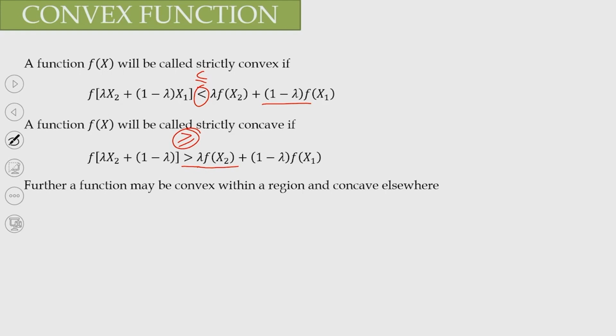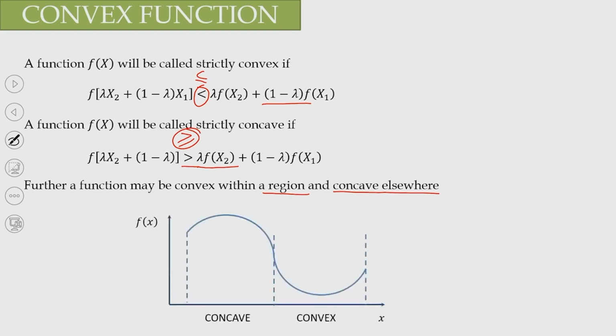Further, a function may be convex within a region and concave elsewhere. This is also possible. As I have shown in the second slide, if I take a particular region, the function is convex, but if I take the entire region, then that function is a non-convex function. Similarly, a function may be convex in one region and concave in another region.